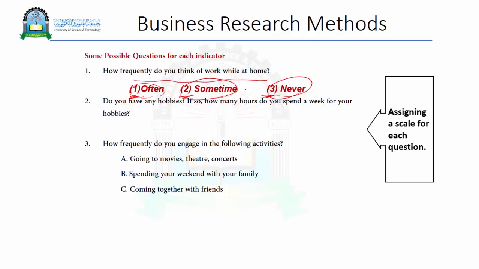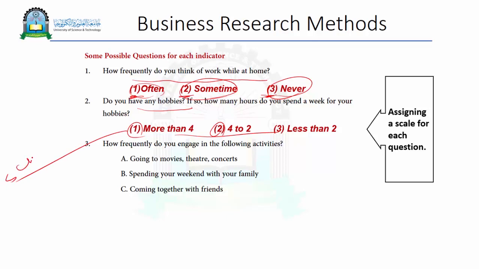process. So the second indicator has been changed into another question, which is, do you have any hobbies? If so, how many hours do you spend a week on your hobby? The answer is going to be more than 4, 4 to 2, less than 2, and these answers are numbered, and these are what we call the scale, assigning scales.